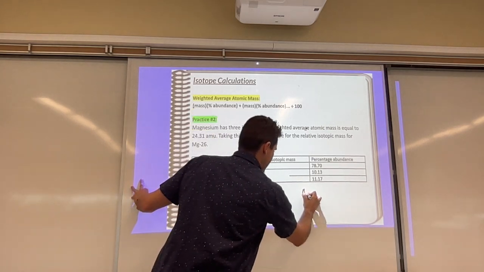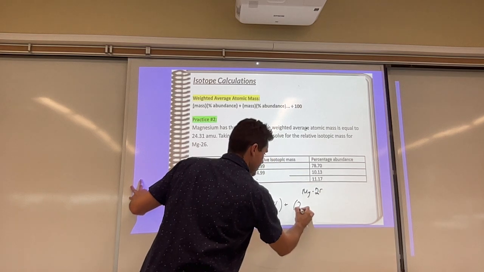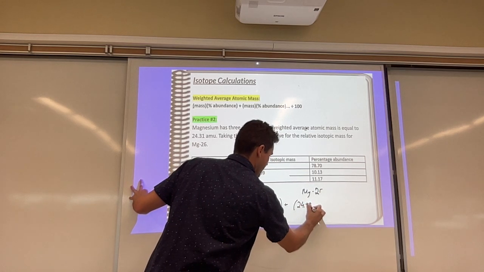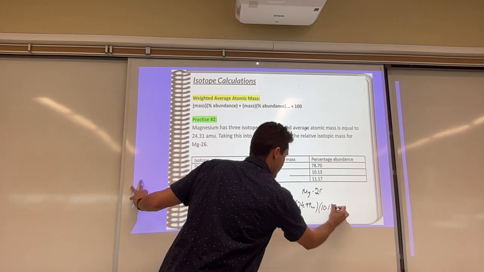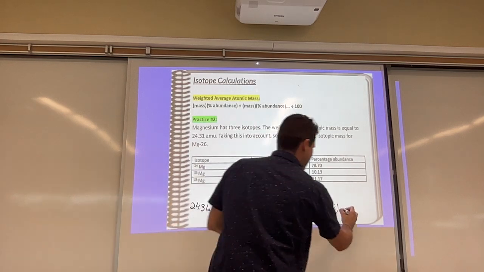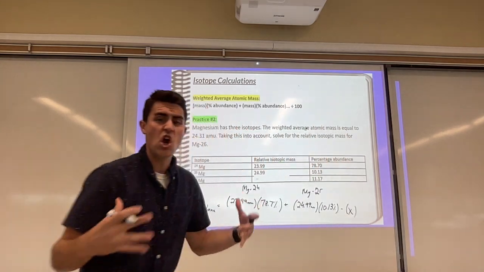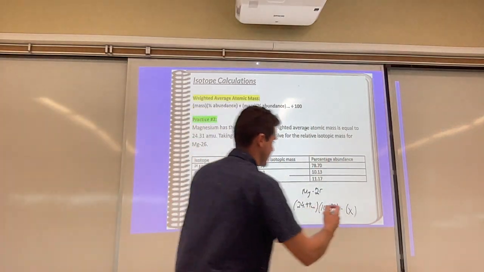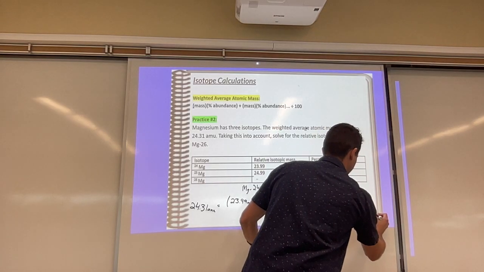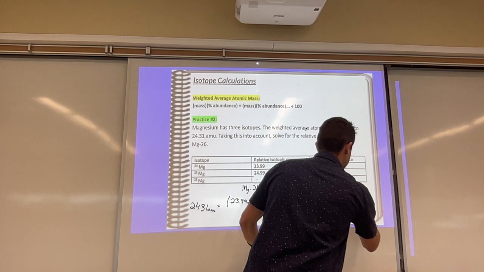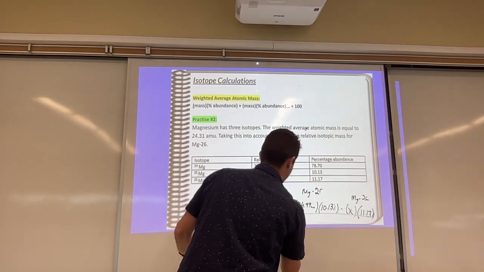Then we have magnesium 25, and its mass is 24.99 AMU. Its abundance is 10.13%. And lastly, we have an unknown, X. We don't know the mass of this thing, but it is multiplied by its abundance of 11.17%. This is magnesium 26. The whole thing, again, is divided by 100.